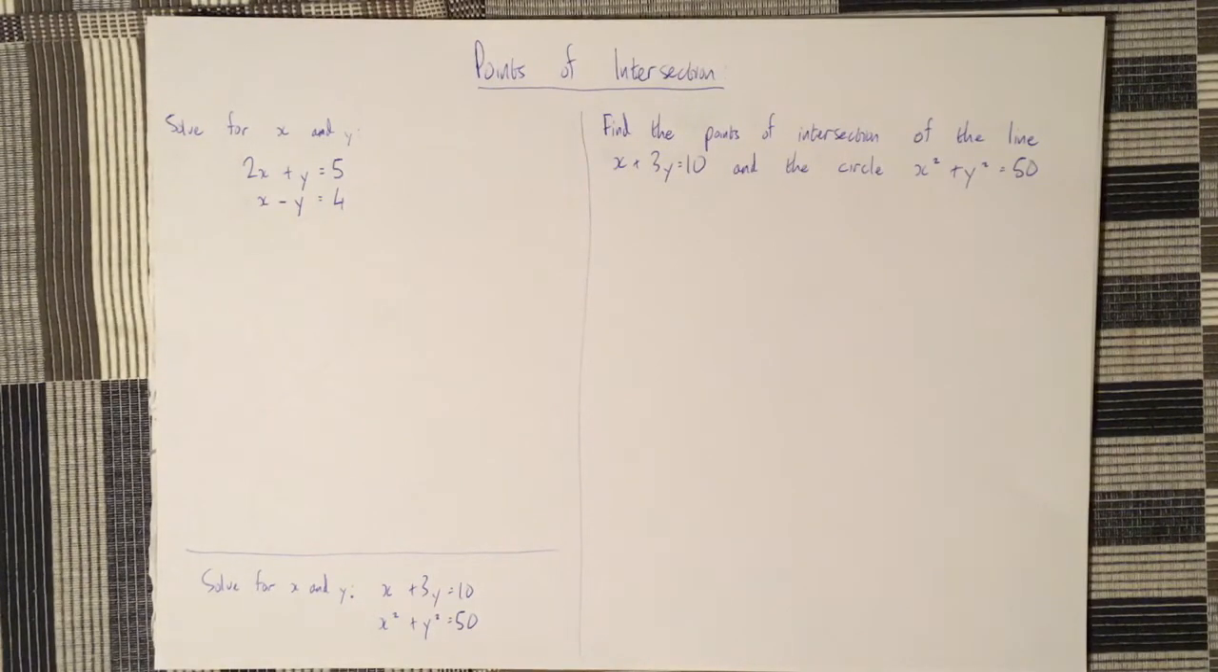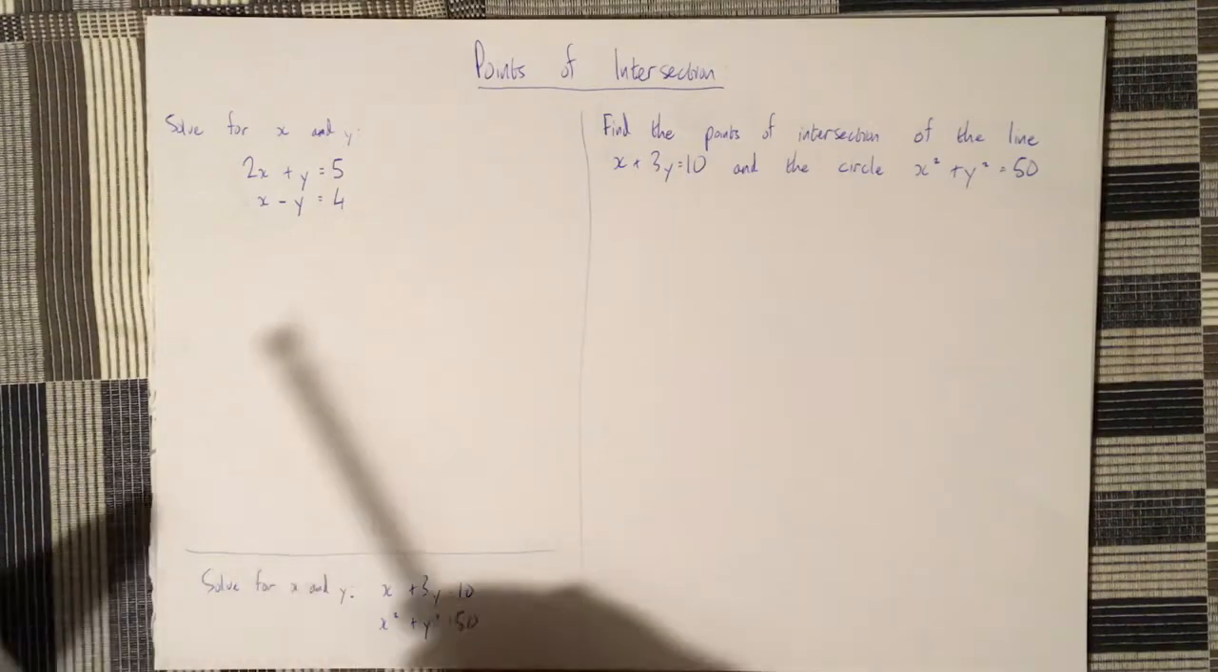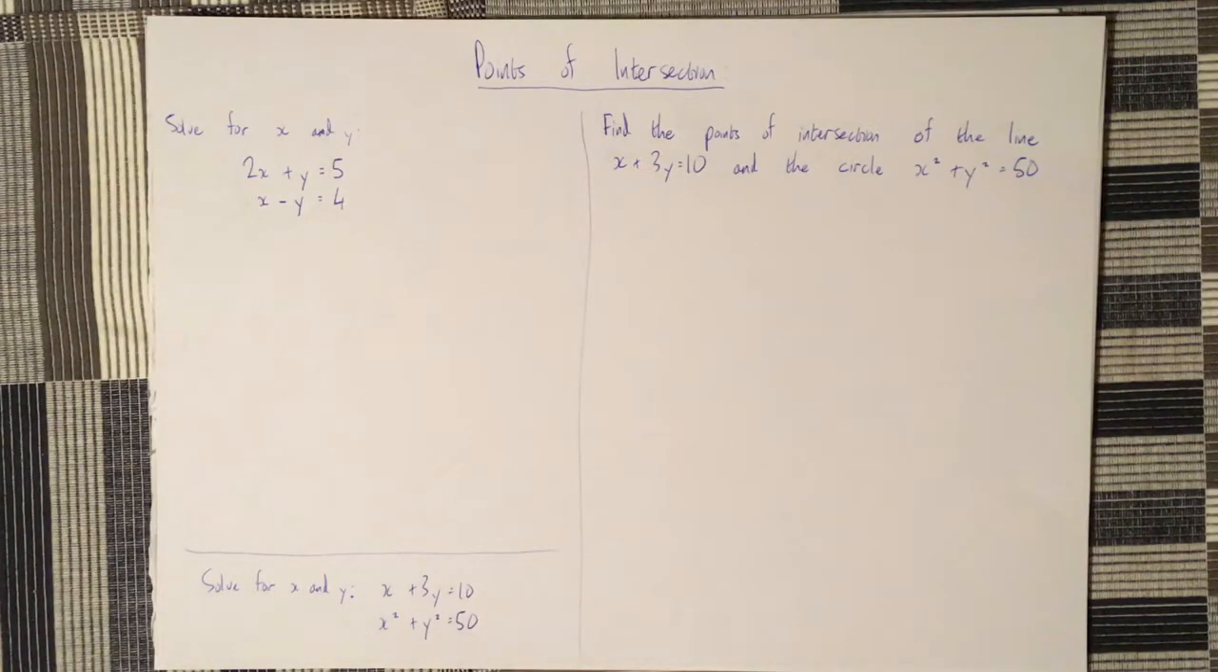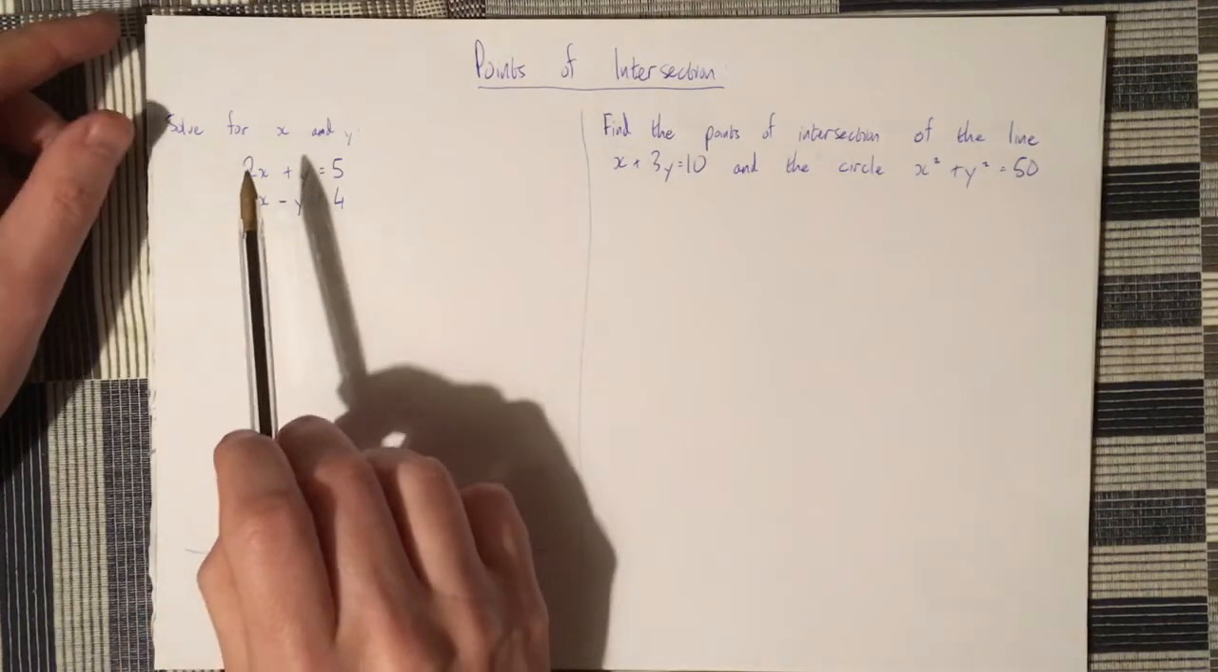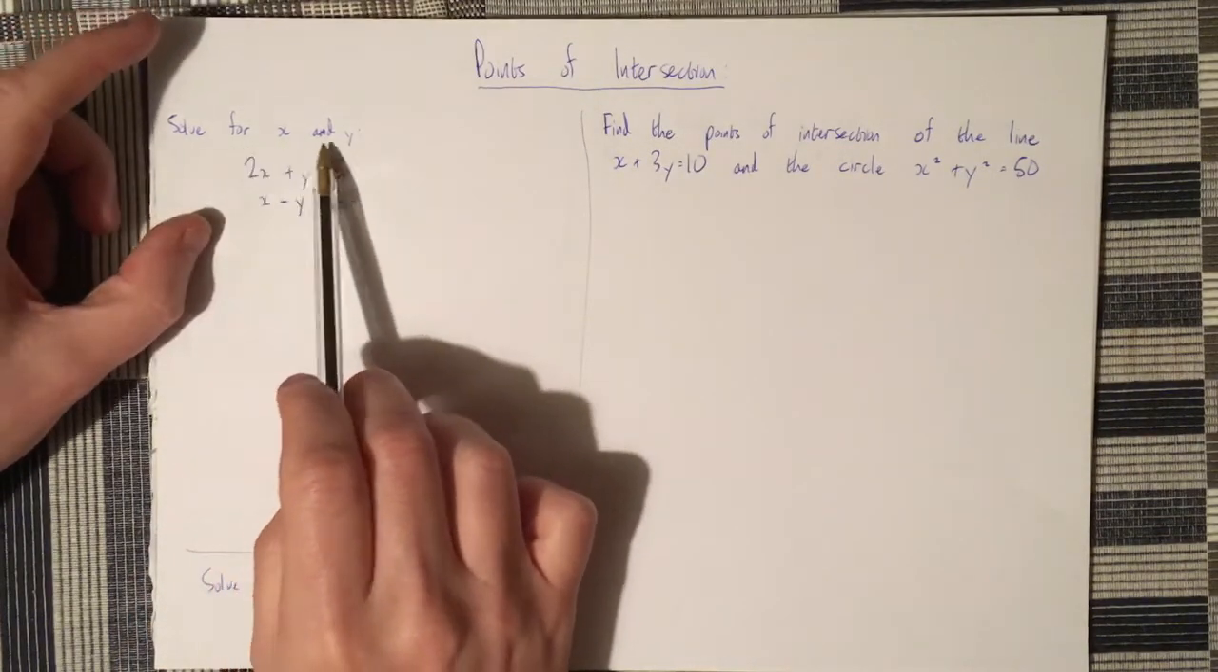Alright, so what I'm going to look at in this video is points of intersection, mainly between a straight line and a circle, but just refreshing something that we know already and linking this to something we've seen in the course already. In algebra, you can get a question like this: solve for x and y.